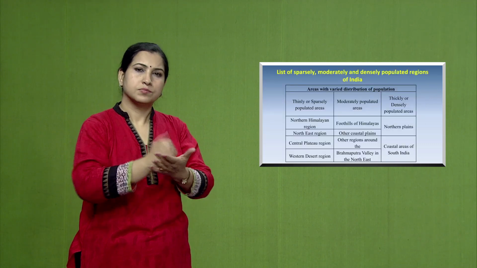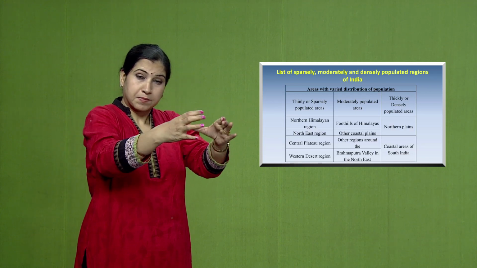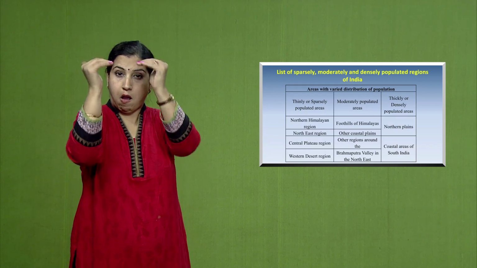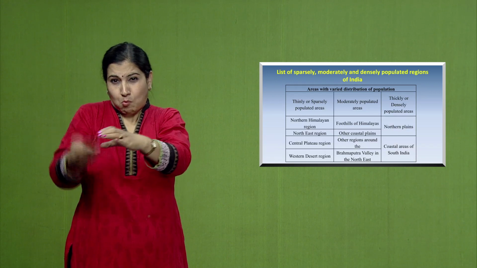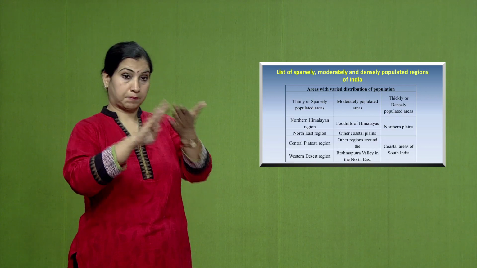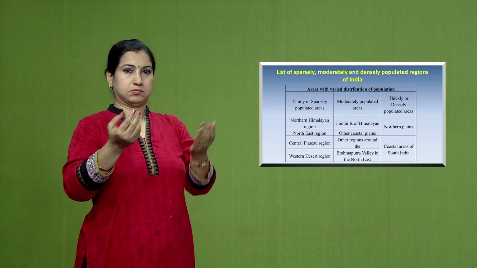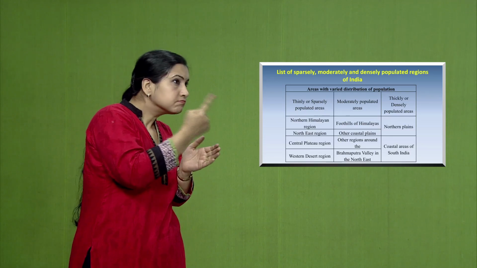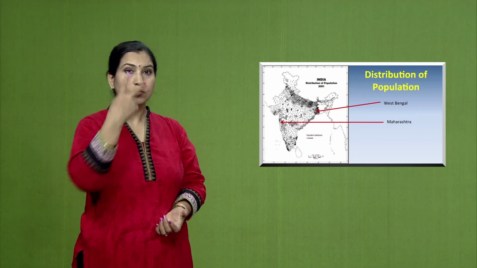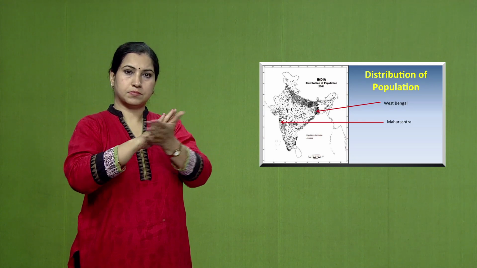Let us prepare a list of thinly or sparsely populated, moderately populated, or highly or densely populated regions of India. Based on the map, a comparison of population distribution in any two states will be quite interesting, isn't it? Let us look at the states of Maharashtra and West Bengal in the map.